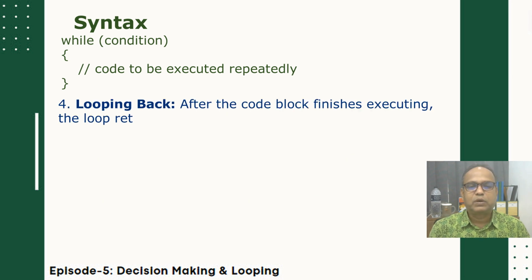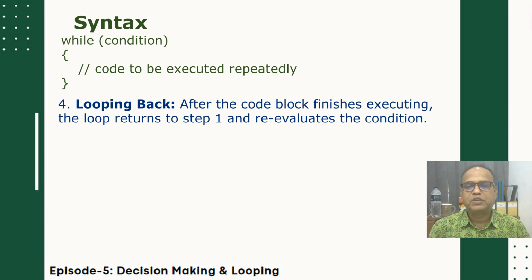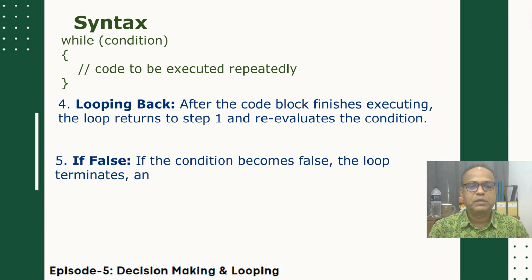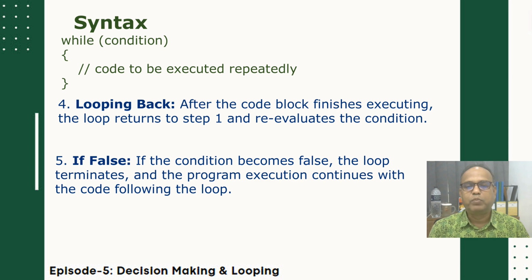Looping back. After the code block finishes executing, the loop returns to step 1 and re-evaluates the condition. If the condition becomes false, the loop terminates and program execution continues with the code following the loop. The condition is checked before each iteration of the loop. If the condition is initially false, the code block will not execute even once. It's essential to ensure that the loop condition will eventually become false to avoid an infinite loop.